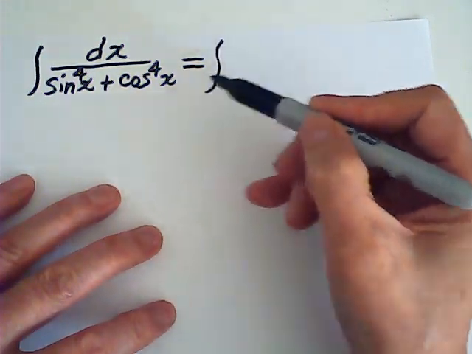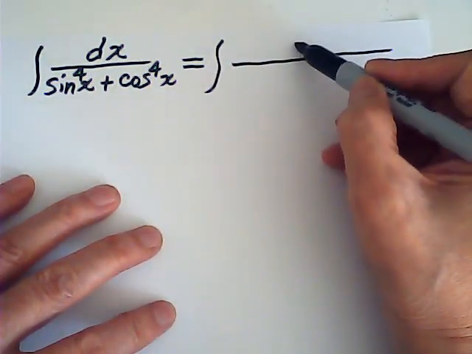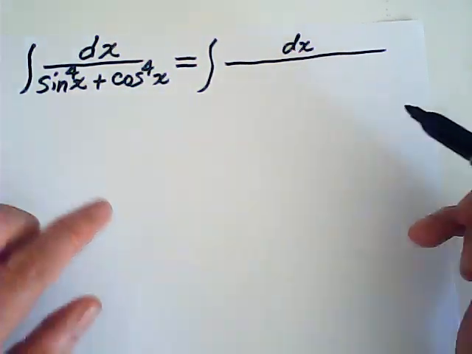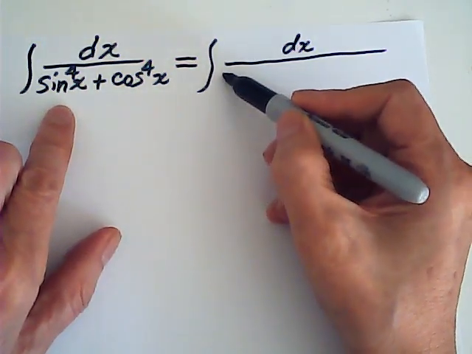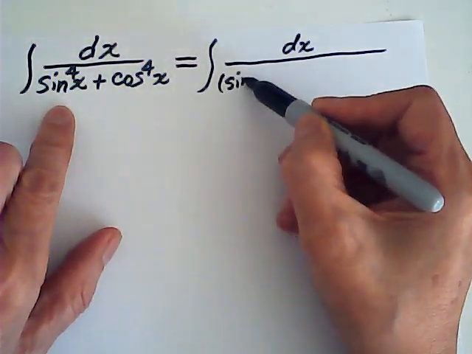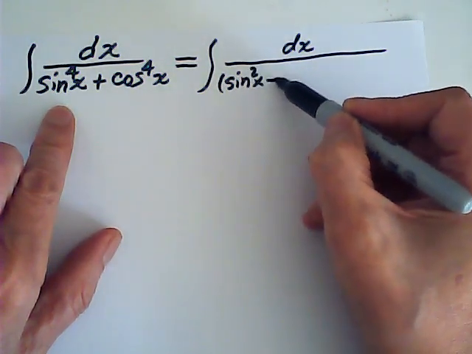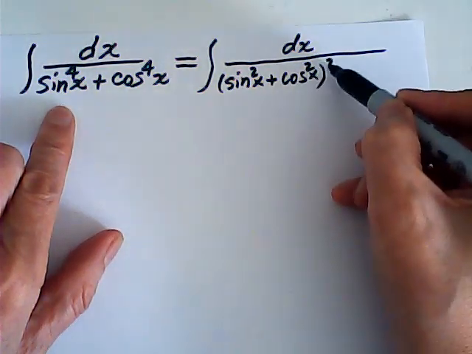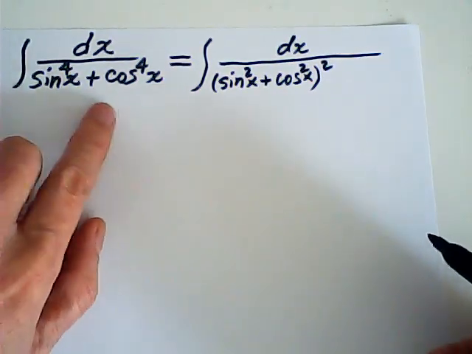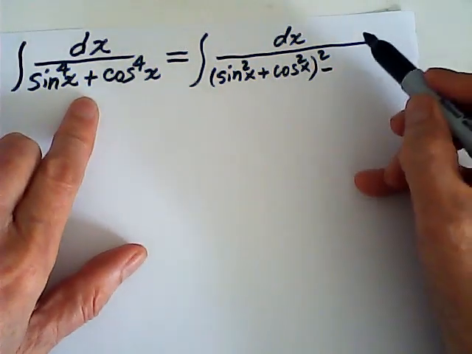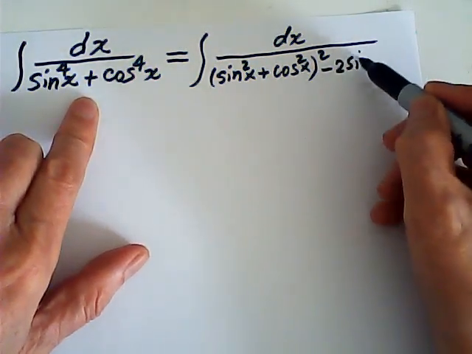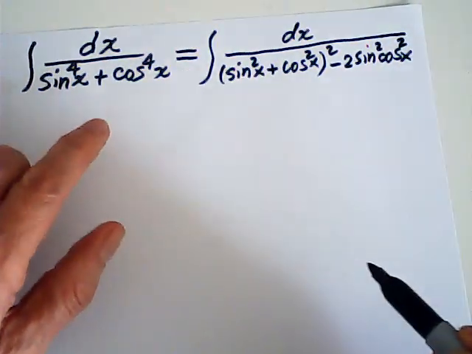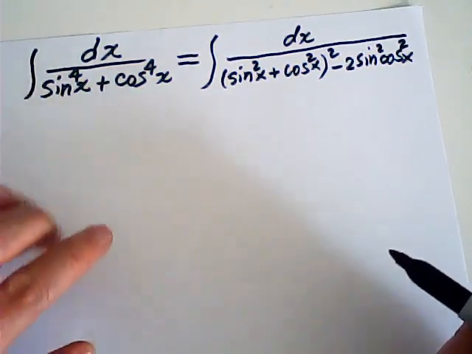This is equal to the integral dx over, if I use a binomial, sine square x plus cosine square x, squared. Then I take away the middle term, right? Minus twice sine square and a cosine square. Yeah, that is obviously equal, right?